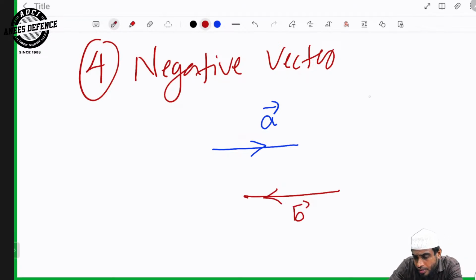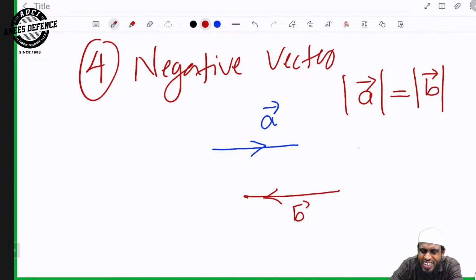You observe that the magnitude of A is equal to the magnitude of B, but the direction is opposite. This is a type of anti-parallel vector, and that is a special case of anti-parallel vector. So the magnitude is equal, but the direction is opposite.